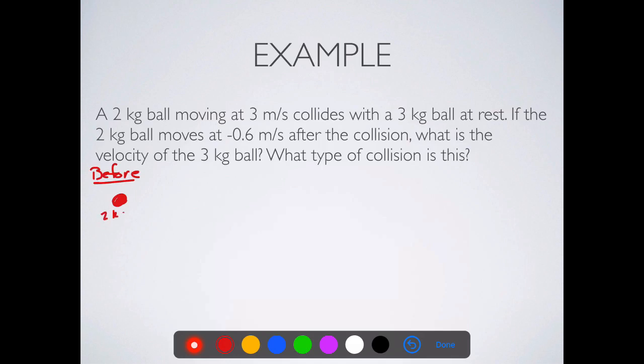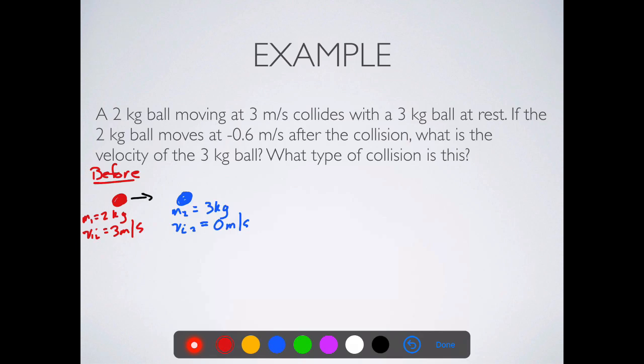Here's our 2 kilogram ball. So we'll say mass 1 is 2 kilograms. V1 initial is 3 meters per second. All right, and it's moving in the positive direction. And we got ball 2 here. And ball 2 has a mass of 3 kilograms and a V initial of 0 meters per second.